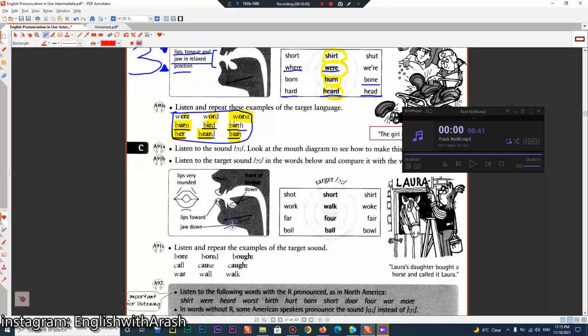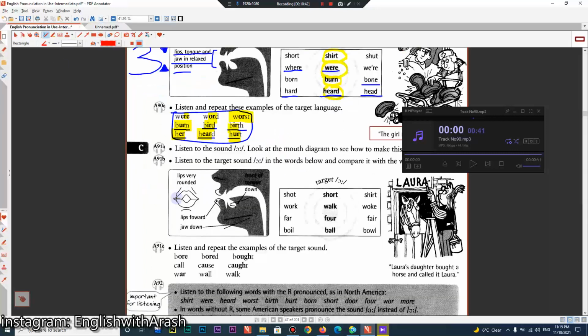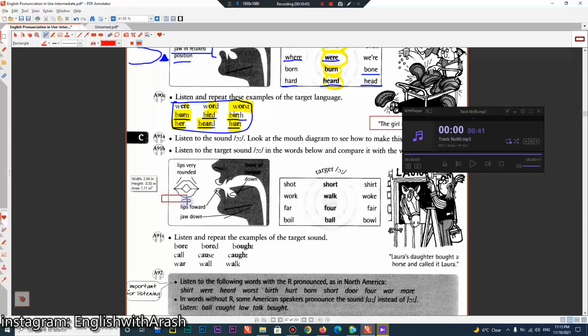This is the O sound, like the O sound, the one on the right. This one is not really hard. You just have to make your lips rounded like you see in the picture. These are your lips that are rounded, and you make the O sound, like short. Listen.